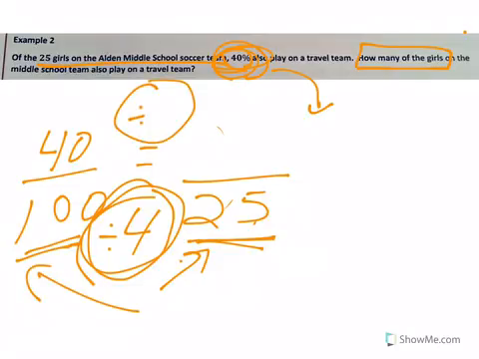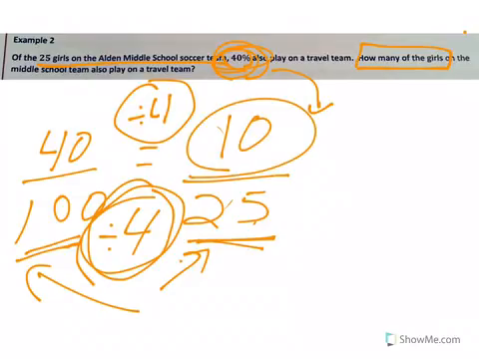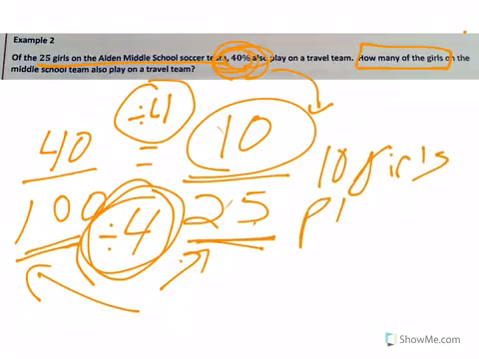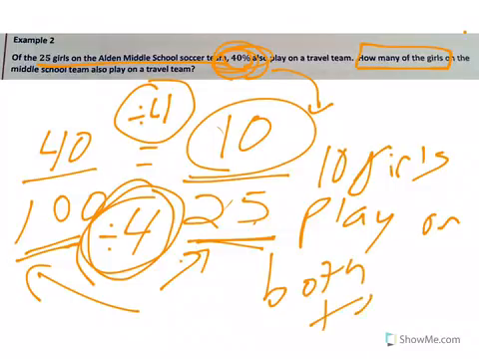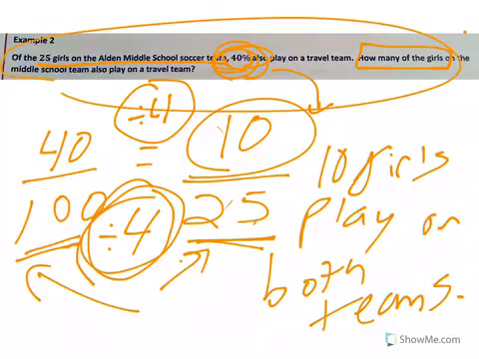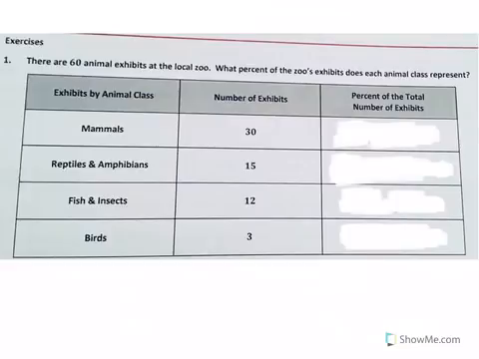So up top, 40, got to do the same thing. 40 divided by 4, it's going to give me 10, and that's the number I didn't know. 10 girls play on both teams. We know that if it's a word problem, you've got to write words as part of your answer. All right, let's do one more quick example.